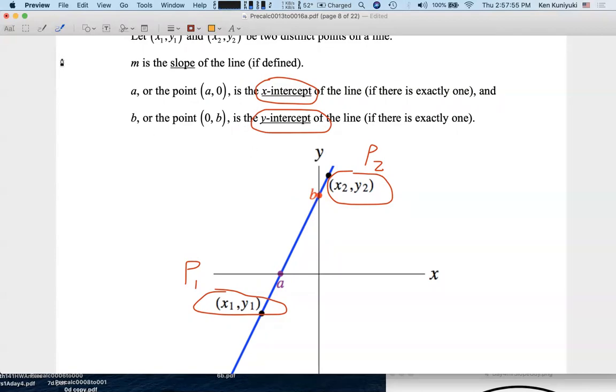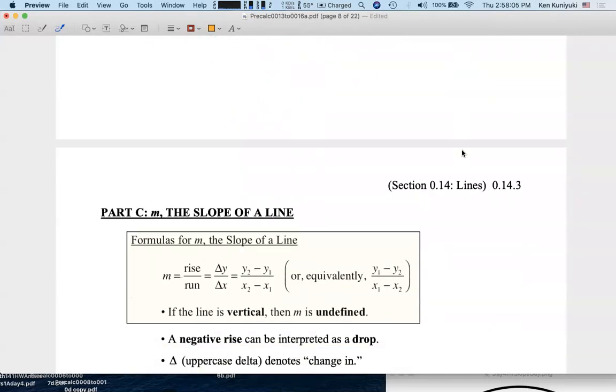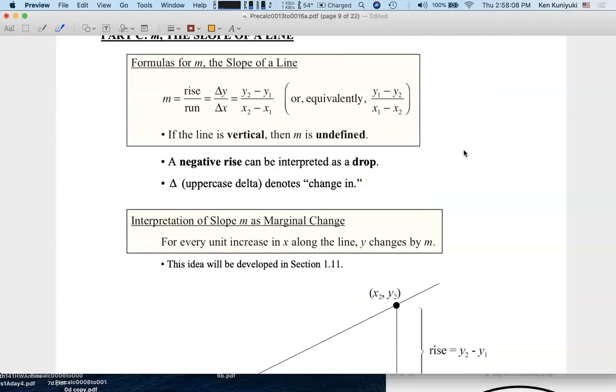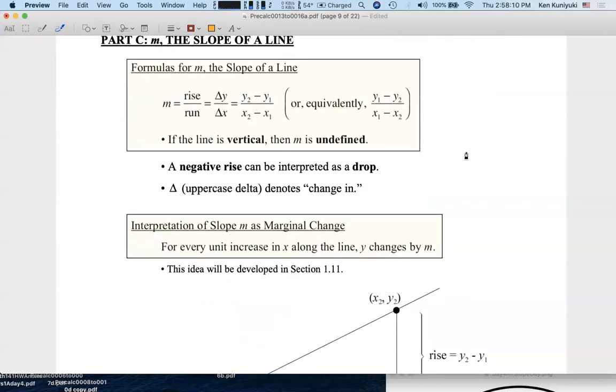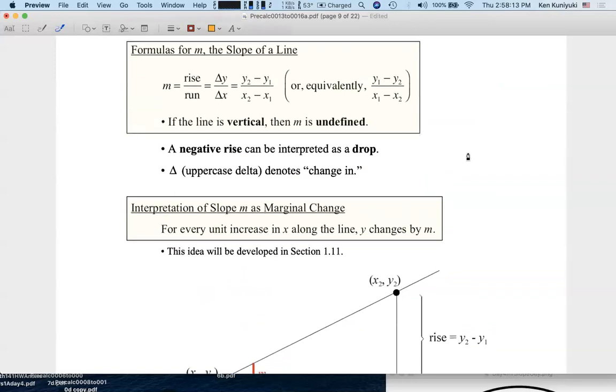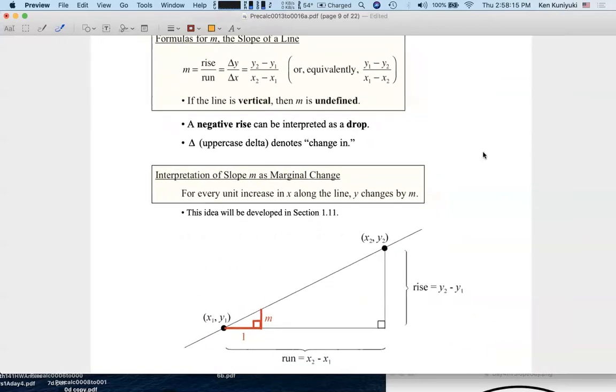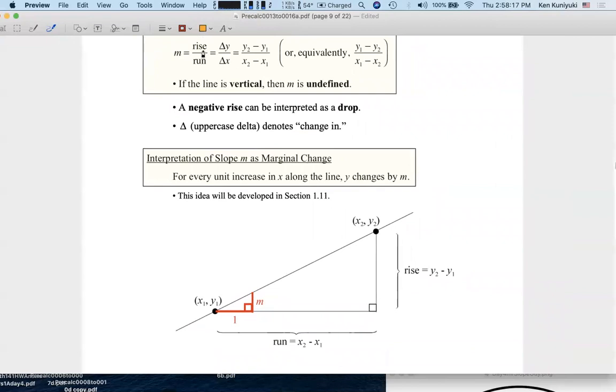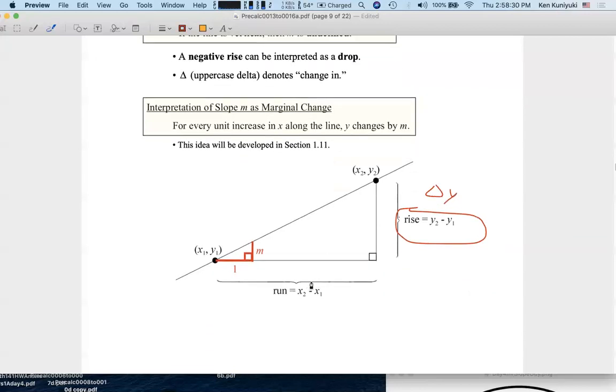Okay, back to slope. What is the slope of a line? It is what over what? It is rise over run. M is the classic notation for slope. So we can think of the rise as delta y, the change in y. Here's delta y, the change in y. We can think of the run as delta x, the change in x.